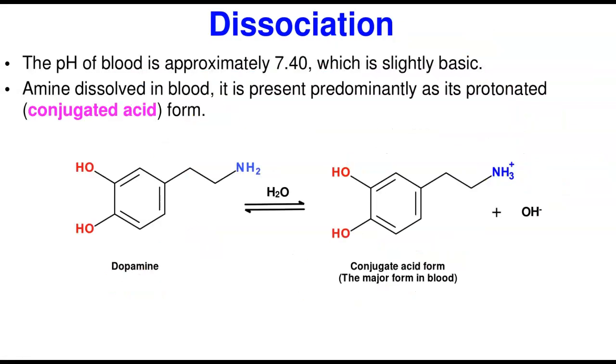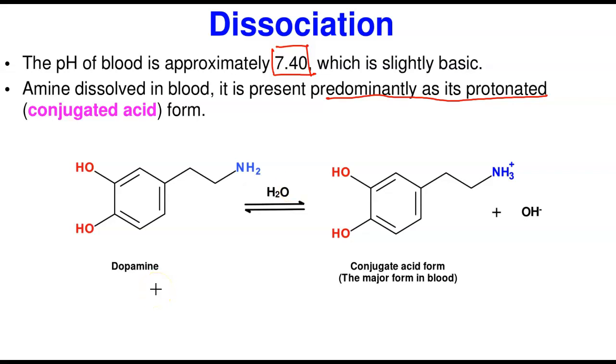And to drive this down, we're going to do a few reflection questions. But before then, it's important I state this. The pH of blood, at physiological pH, is about 7.4, which is slightly basic. In these conditions, most amines found in blood are present predominantly as the conjugate acid, which is the protonated form. Protonated means it accepted a proton. So for example, this is dopamine. Dopamine is actually a drug.